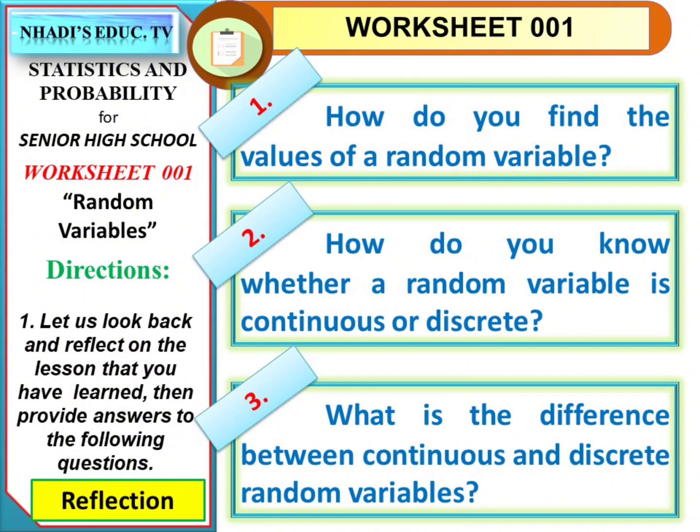Okay, so under reflection, directions: let us look back and reflect on the lessons that you have learned. Then, provide answers to the following questions. We have 3 questions. Number 1, how do you find the values of a random variable? Number 2, how do you know whether a random variable is continuous or discrete? Number 3, what is the difference between continuous and discrete random variables?